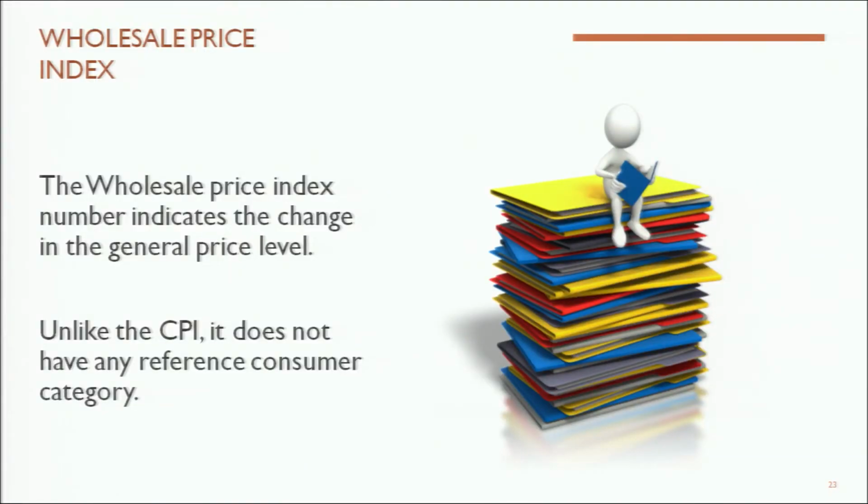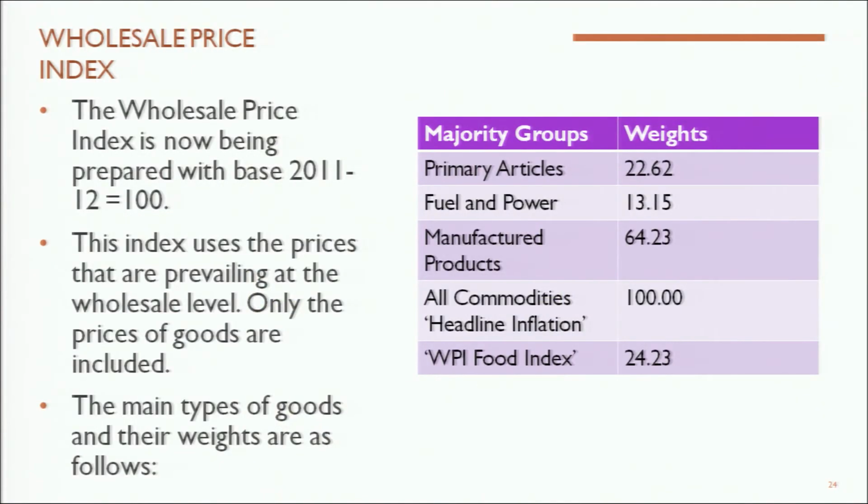Now coming over to the wholesale price index. This wholesale price index number indicates the change in the general price level. Because it indicates the change in the general price level, this also communicates the pressure of inflation in the economy. But unlike the CPI, it does not have any reference to any consumer category. Also, one must know that the wholesale price index is, for the time being, calculated with the base of 2011-12.